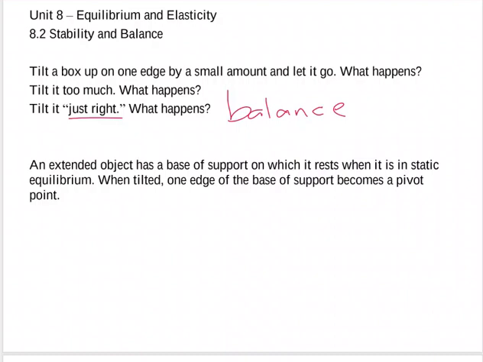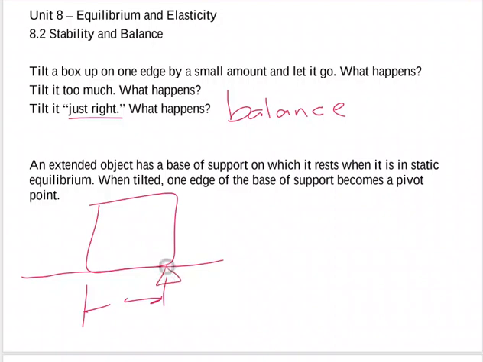If we have an extended object, then it will have what's called a base of support. That base of support is what the object is resting on. If you have a box, it's resting on a base of support. The base of support is this right here, as it rests on the table or whatever it's resting on. As you tip it up, the base of support becomes a pivot. If I tip it up this way, the base of support has become a pivot right here.